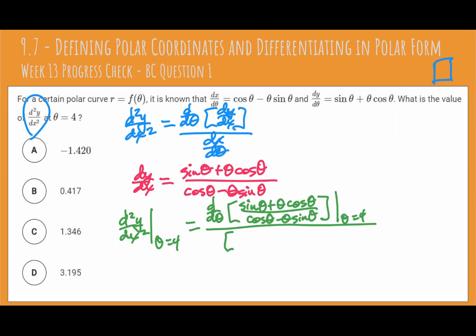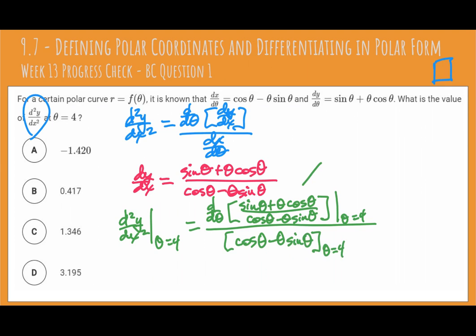So that's going to be cosine of theta minus theta sine of theta evaluated at theta equals 4. And this is why I pointed out that this is a calculator question.